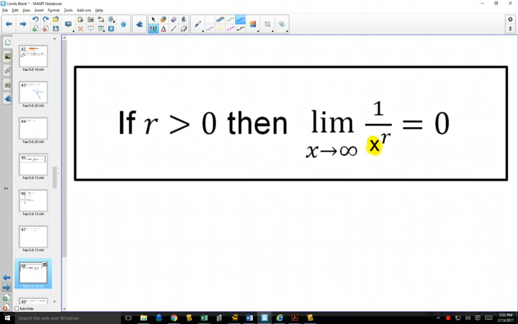So again, in general, if your r value is bigger than 0 and you have 1 over x to the r, and x gets bigger and bigger and bigger, that limit's going to go to 0.